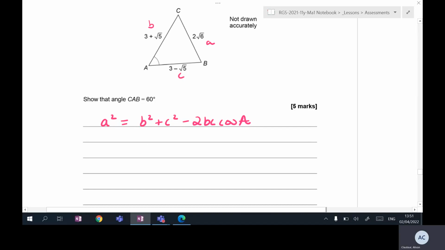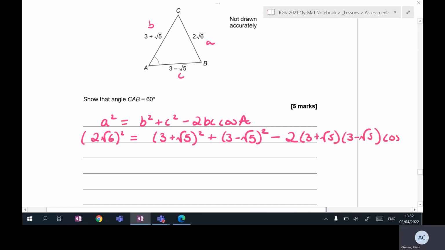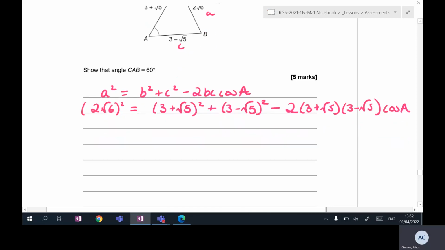So a lot of expanding brackets here. So A is 2√6, so we want to square that. B is 3 plus √5. C is 3 minus √5. And then minus 2, 3 plus √5, 3 minus √5, cos A. So 2 times 2 is 4, √6 times √6 is 6, and 4 times 6 is 24.